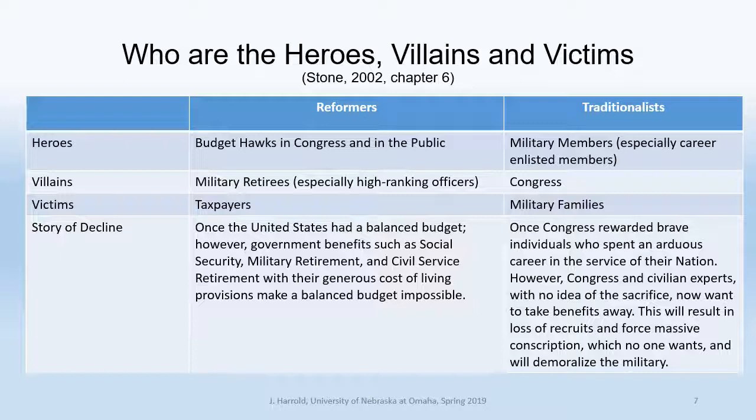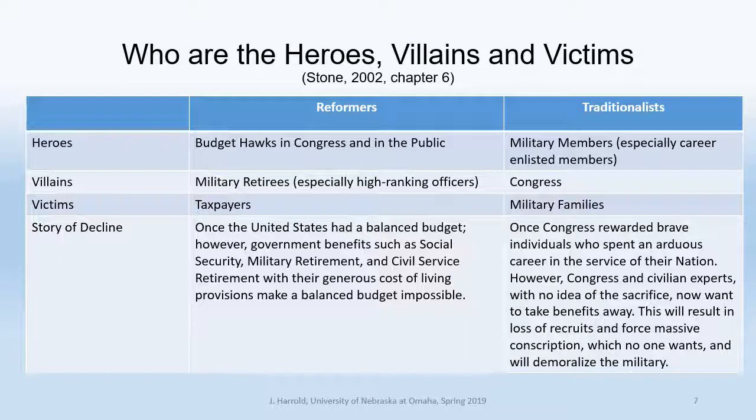To the reformers, in some cases, the military members themselves were the villains, but usually the way they told the story was that they talked about officers, specifically high-ranking officers like colonels and above, generals, who really were, in their words, milking the system, taking advantage of the taxpayer. Well, to the traditionalists, the villains were Congress, really. And this comes out in the testimony that I have looked at and in the newspaper accounts that Congress basically wants to gut military retirement, and Congress is basically incompetent and clueless and are therefore the villains.